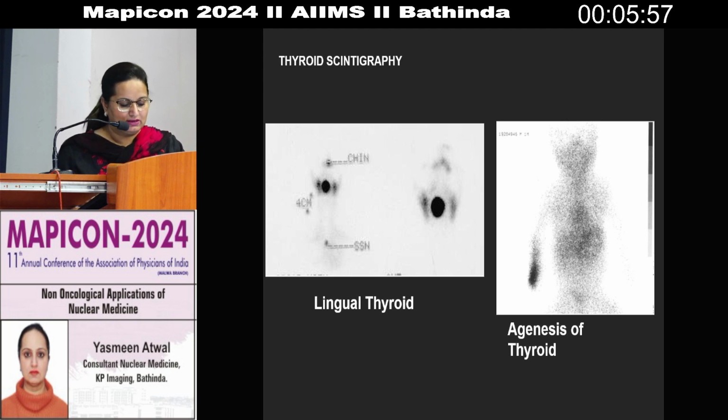Then this is the lingual thyroid. We see in the center, we put markers, chin marker, SSN markers, and in between the salivary glands, we see the uptake. That was the lingual. And then next is the agenesis of thyroid.